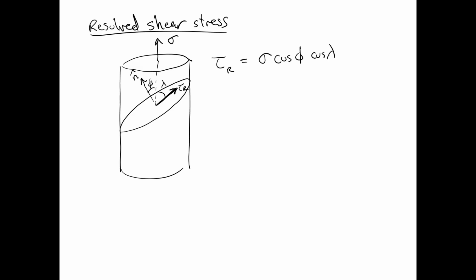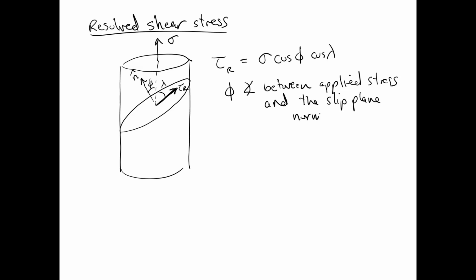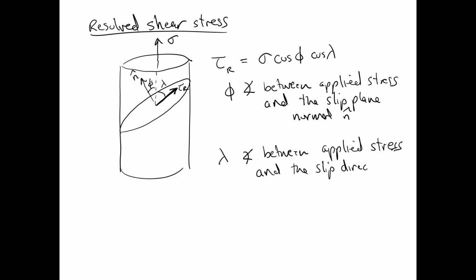Now I have those angles pictured over there, but let's define them. Phi is the angle between the applied stress, that was sigma, and the slip plane normal. That's the normal direction to the slip plane, the perpendicular direction to the slip plane. And lambda is the angle between the applied stress and the slip direction. Or we could call that the shear direction.